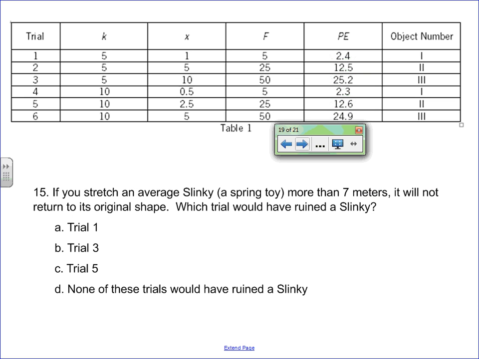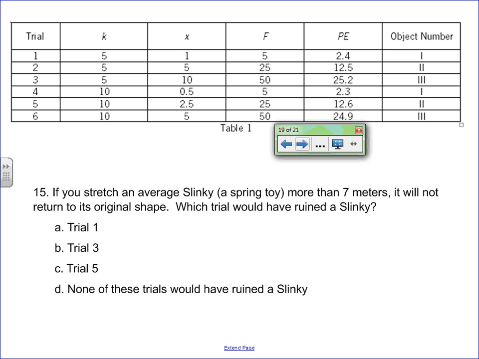All right. Now this one can frustrate some people. You stretch an average Slinky, which is a spray toy, the one that goes downstairs. If you stretch it more than 7 meters, it won't return to its original shape. I don't know if you've ever played with a Slinky before, but if you stretch it too far, then it's broken, and then it doesn't work anymore. Which trial would have ruined Slinky?